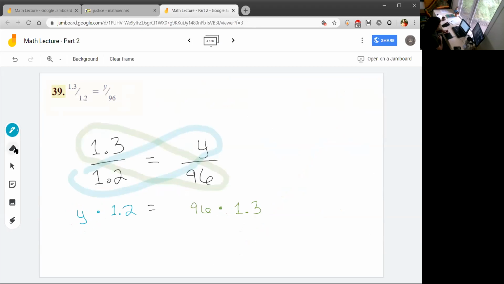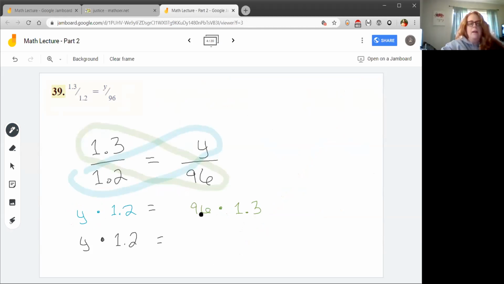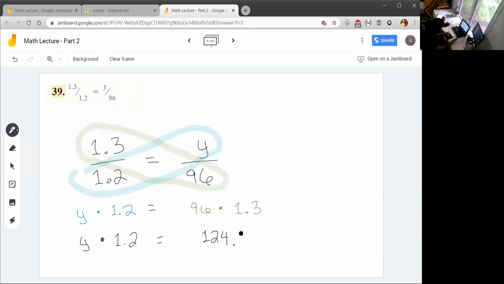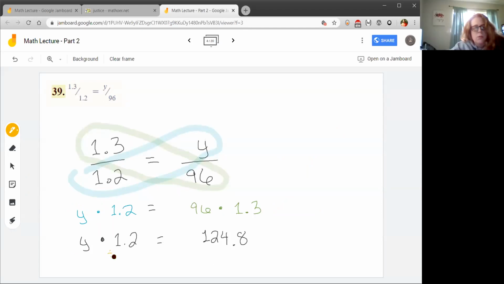Okay, so now I'm back to the one-step ones. y times 1.2. Now I don't know what 96 times 1.3 is, but my calculator does. 124.8. Oh, okay. Am I dividing by 1.2? Are we paying attention earlier?